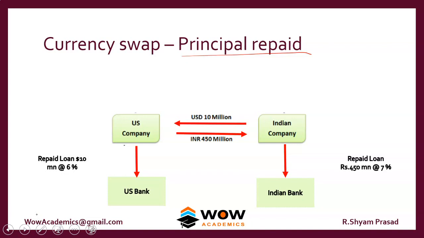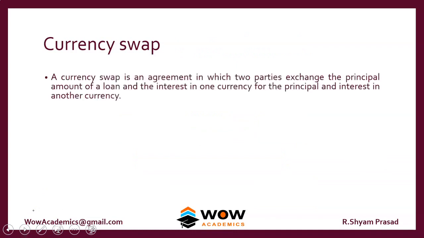But why did the companies actually enter into the swap contract? The swap contract is entered because each country's companies want the currency of the other country. They couldn't borrow it in the other country, so they try to find a partner who is able to borrow in the other country. So that is the reason why they go for a swap.